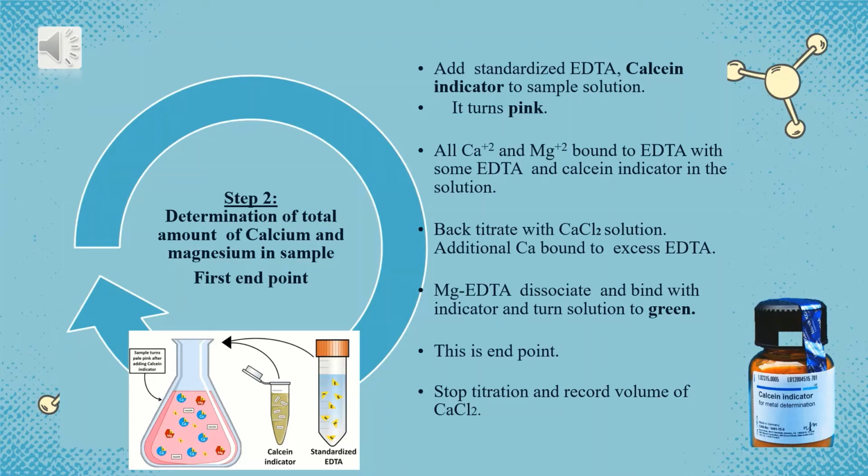It results in free magnesium, to which calcium indicator will bind and green color of the sample will appear. This indicates our first endpoint, which means that additional EDTA is bound to the calcium. At this point, stop titration and record the volume of calcium chloride used.